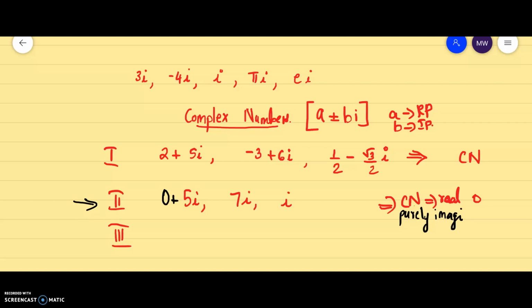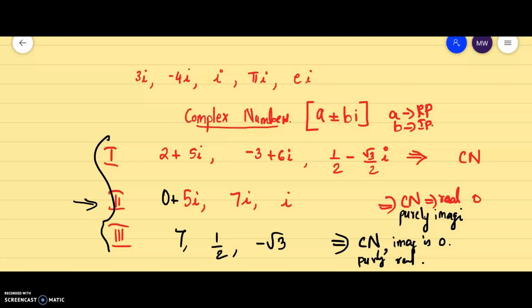Okay. The third one is our regular numbers, our real numbers: 7, 1/2, negative radical 3, etc. These are also complex numbers where the imaginary part is 0. So you can call them purely real numbers, but they're also complex numbers. So all three of them are complex numbers.